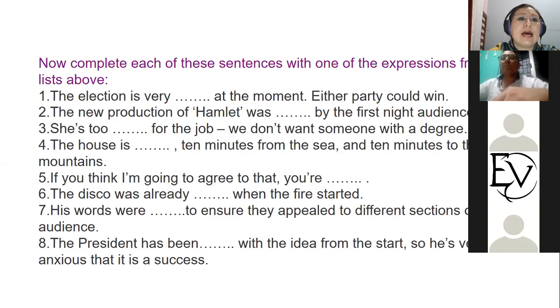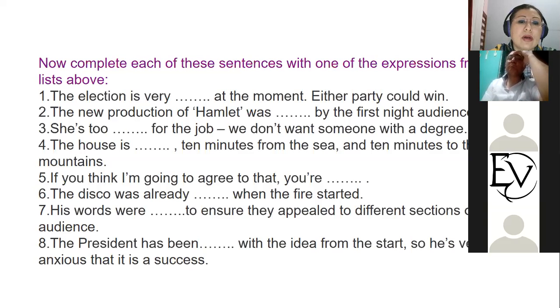For example, it says, now complete each of these sentences with one of the expressions from the list above. The election is very, and then you have the space. The election is very blank at the moment. Either party could win. The new production of Hamlet was blank by the first night audience. She's too blank for the job. We don't want someone with a degree. The house is blank, 10 minutes from the sea and 10 minutes to the mountains.